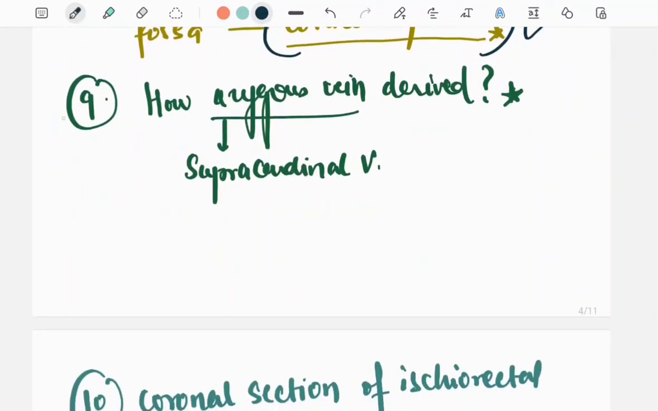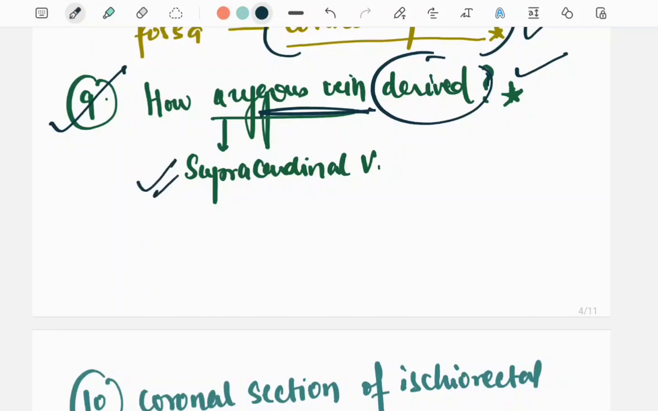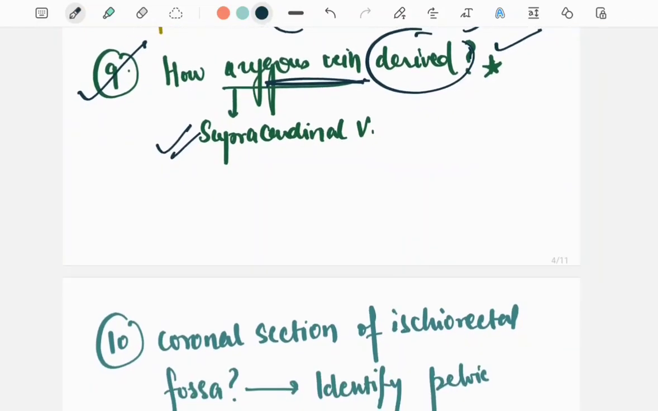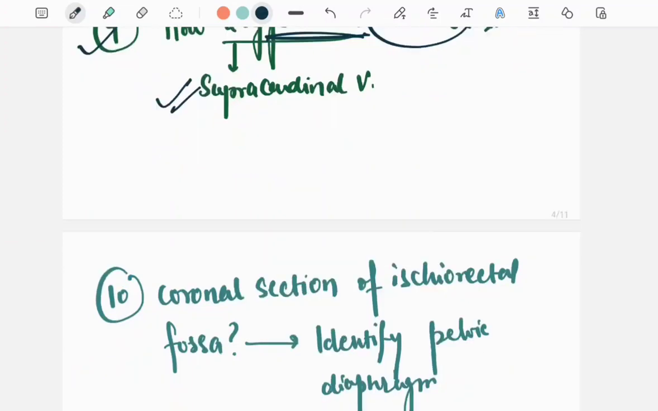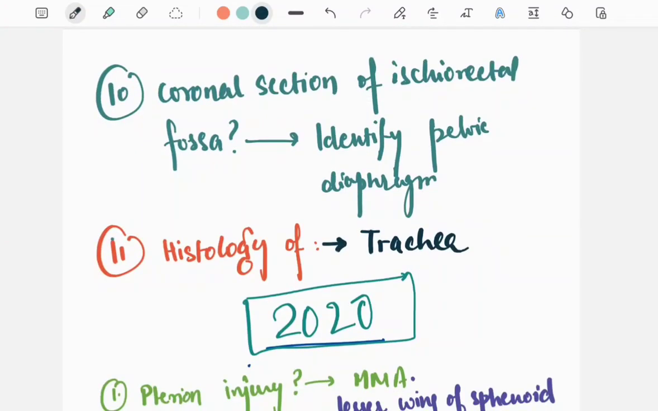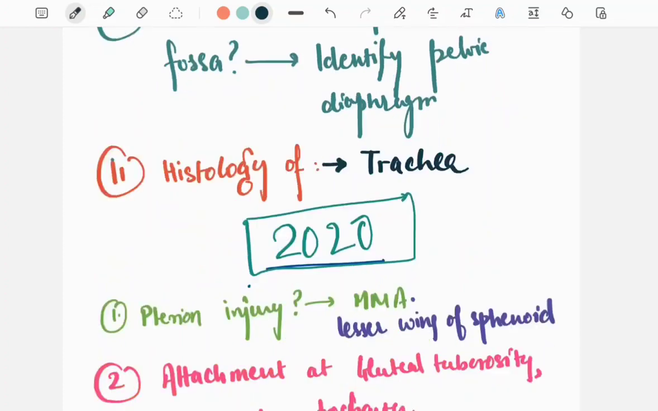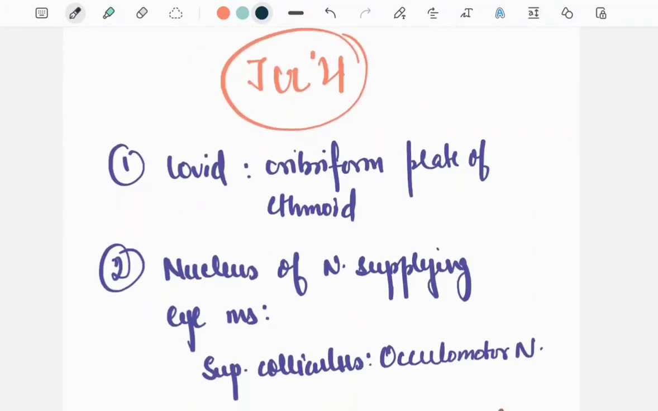And then from embryo, azygous vein was labeled and it was asked, it is derived from which structure? So the answer was supracardinal vein. Then the coronal section of ischiorectal fossa was given and you have to identify the pelvic diaphragm. So again this is a very important question. And then one question from histology was histology of trachea. So you can make your own list and prepare topic wise.